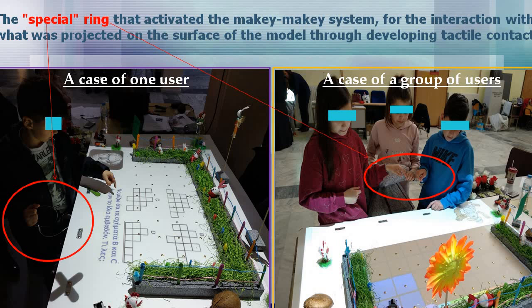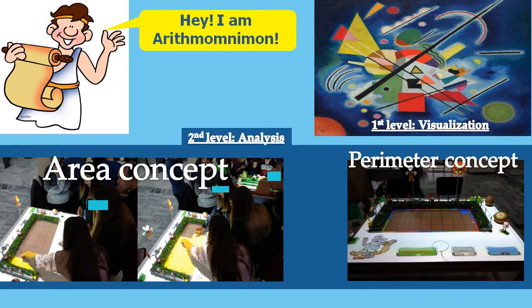Children were standing in front of the maquette, holding a special ring that activated the Makey system, so they could interact with what was projected on the surface of the maquette by tapping on various surface points. Children were introduced to the application by Arithmomnemon, a virtual hero who was supposed to be Euclid's student.